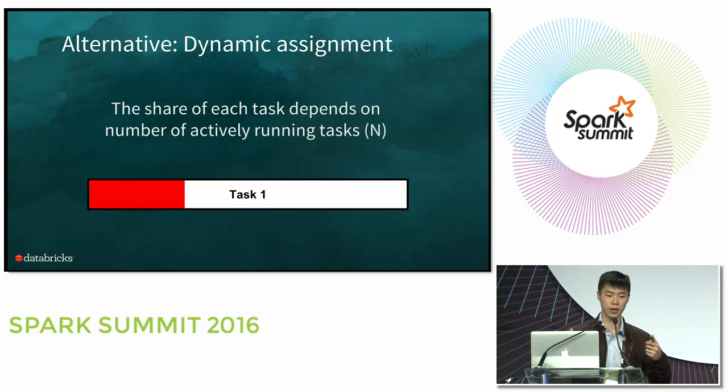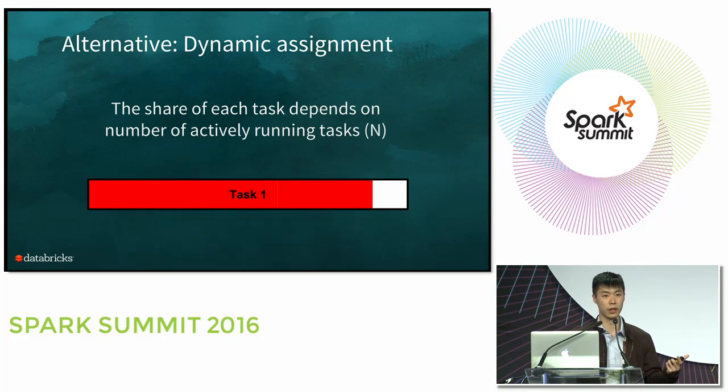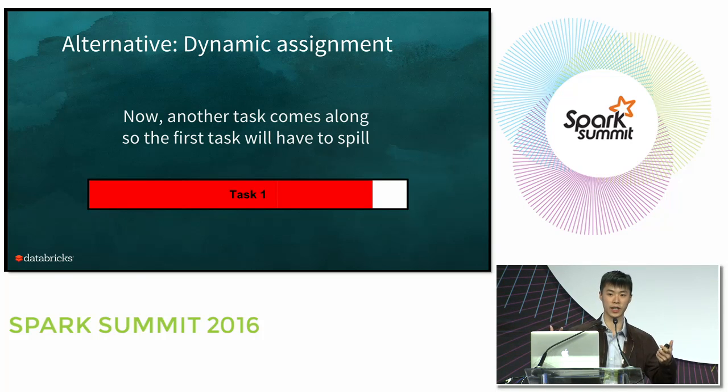Perhaps a more efficient alternative is what I call dynamic assignment, where how much memory a task gets depends on the total number of running tasks. So if I'm the only task running, I can feel free to acquire all the available memory there is. However, as soon as another task comes in, I'm going to have to spill to disk and free space for the new task. And this is because we want to ensure fairness, which is important.